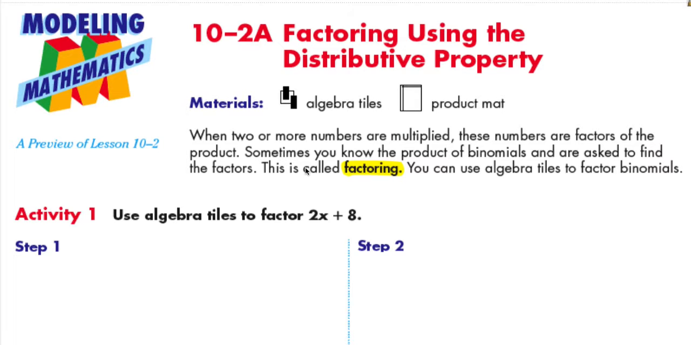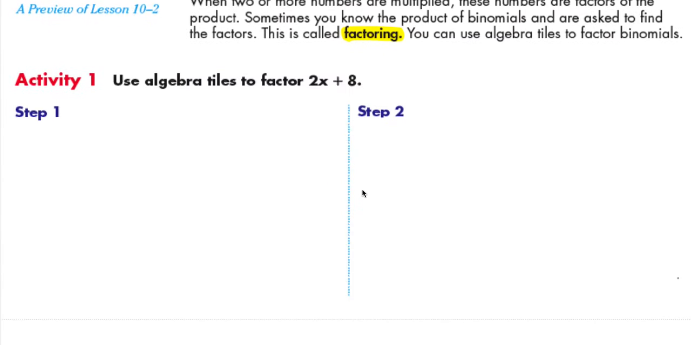When two or more numbers are multiplied, these numbers are factors of the product. Sometimes you know the product of binomials and are asked to find the factors. This is called factoring. So we want to find it using the method of factoring. You can use algebra tiles to factor binomials.